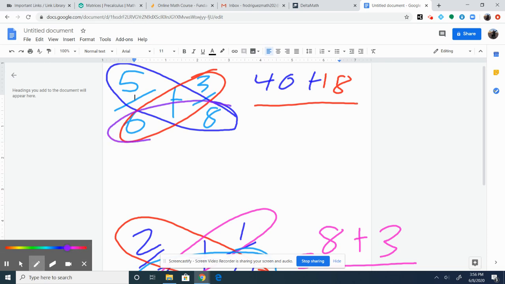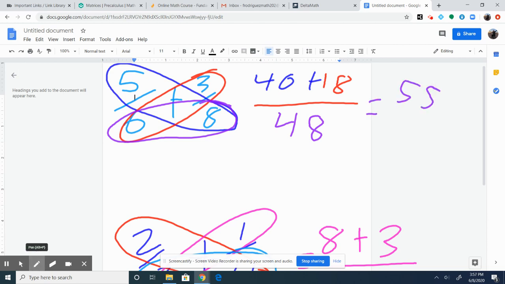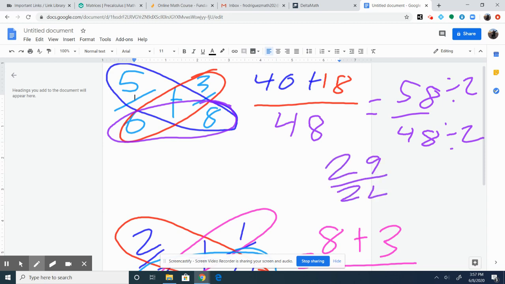Below that, we're going to do 6 times 8, which would give us 48. Now 40 plus 18 is 58 over 48. And now we reduce that as much as we can. In this case, our common factor is 2. So we're going to divide both of these by 2. And our final answer would be 29 over 24.